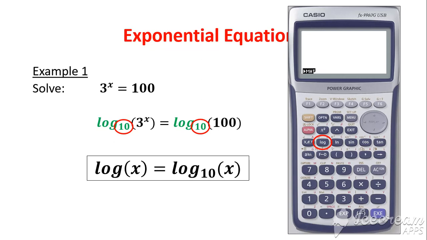Remember, when we say log in base 10, we can just write log without the base 10. People know it's in base 10. So I'm going to get rid of the base 10 and just say log of 3 to the power of x is equal to log of 100.